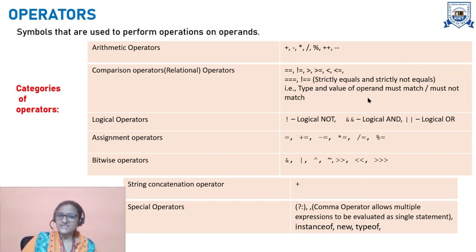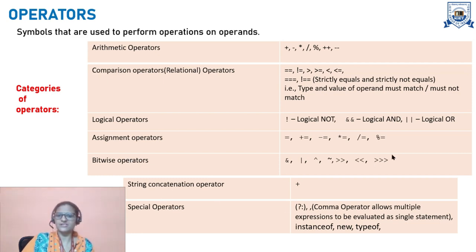That is, in this case, the type as well as the value of the operand must match. In this case, triple equal to, both its type as well as the value of the operand must match. Okay, in the second one, must not match. Not.